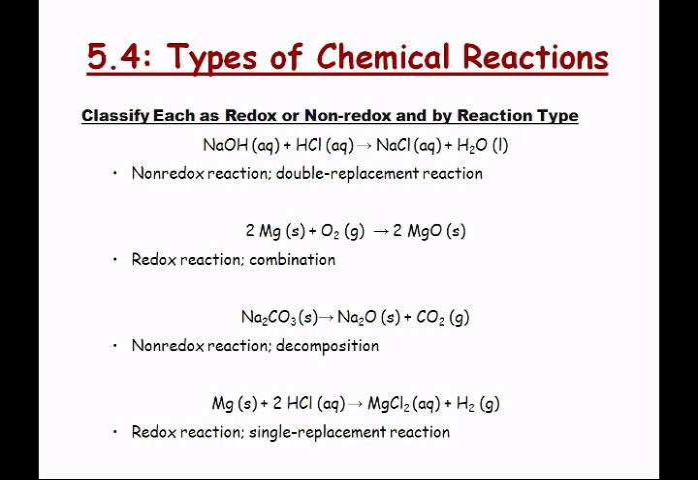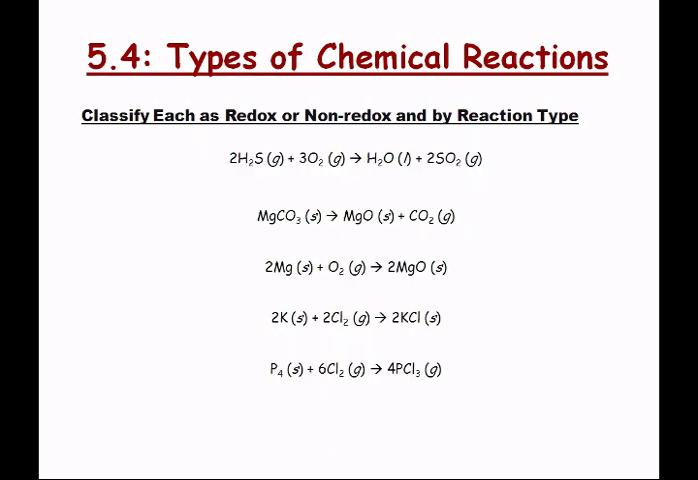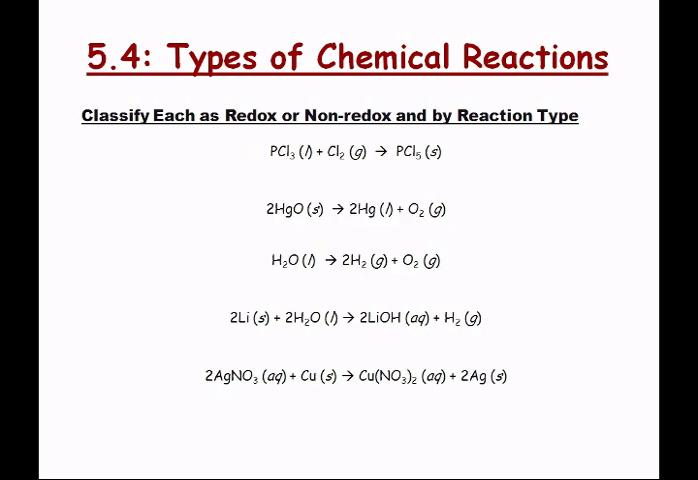So what I'd like you to do on your own, and maybe you've already looked at these on your own, is to classify each of these as redox or non-redox, and by its reaction type. Of course, if you're redox, you can have three different types of reactions. If you're non-redox, you can have three different types. I've written down what they are and the type of reaction, so I'd like you to go through those on your own, maybe looking at the different oxidation states and trying to figure out that you can get those same answers.